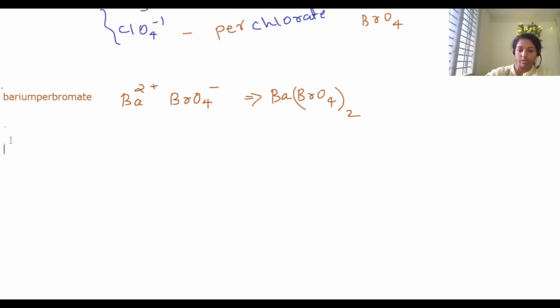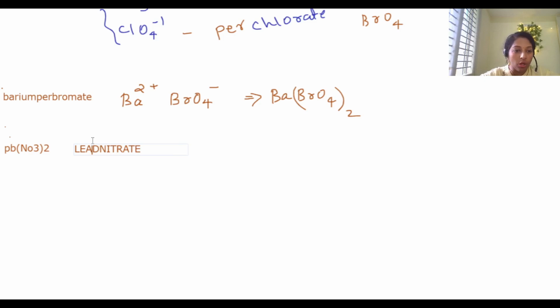Then can you name the next one? Pb(NO3) twice. So see here, how do you name it? First, the cation name, which is lead. Lead nitrate? NO3 means nitrate. So can I write lead nitrate?